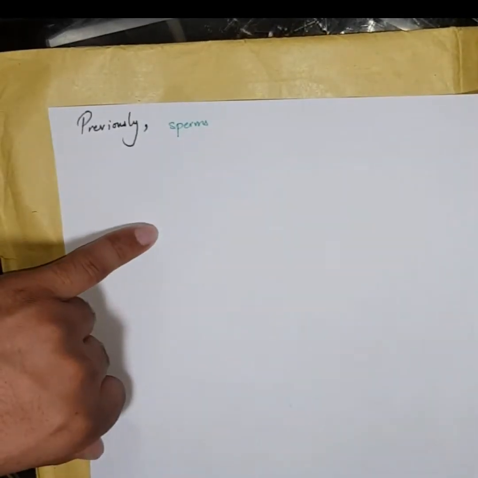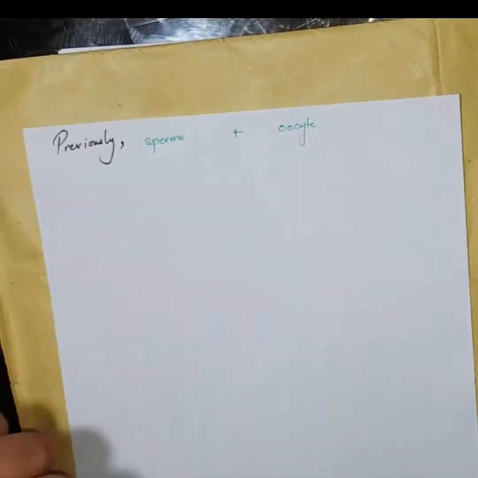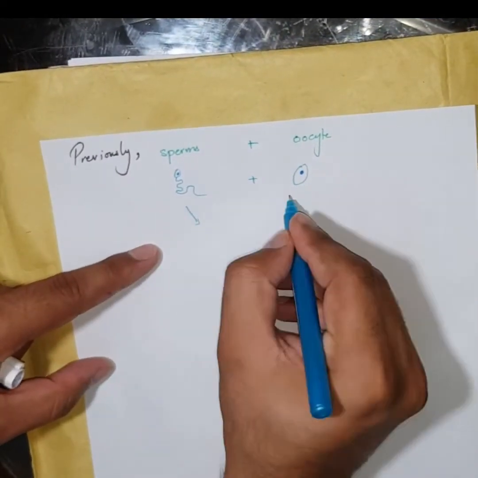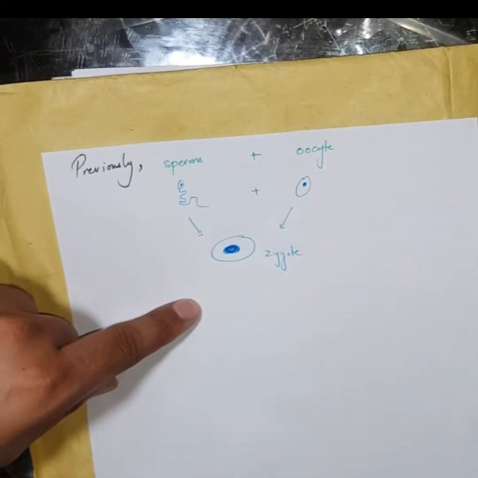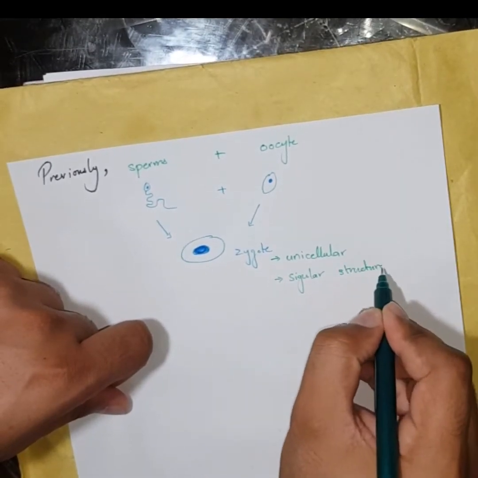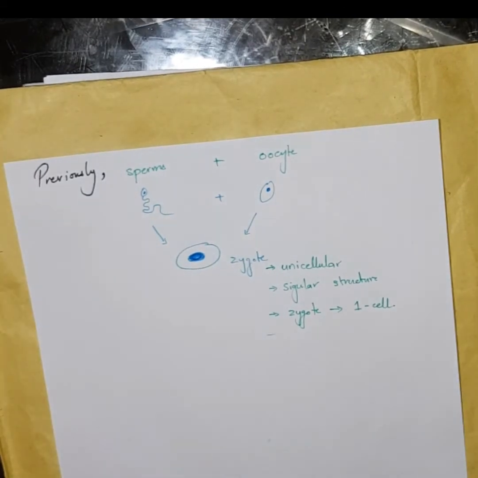In the previous lecture, we studied that a zygote was formed as a result of a fertilization reaction. The fertilization reaction took place between a male sperm and a female oocyte, where they both combined to form the zygote. The zygote was a unicellular, singular structure. Zygote basically means a thing which is made by one cell.